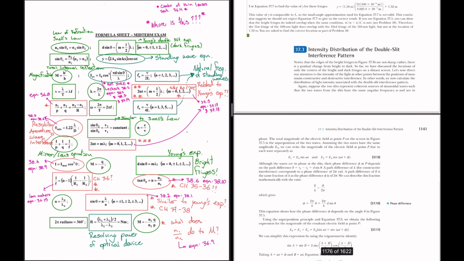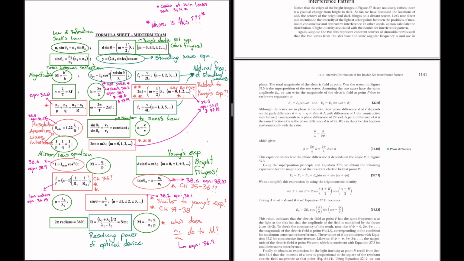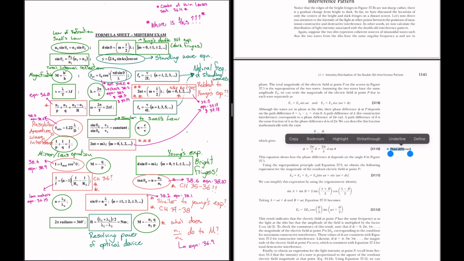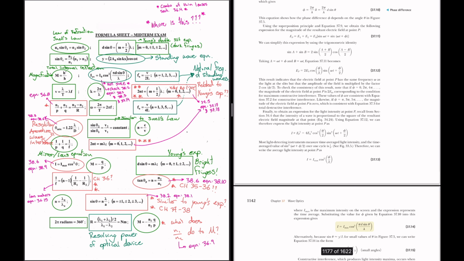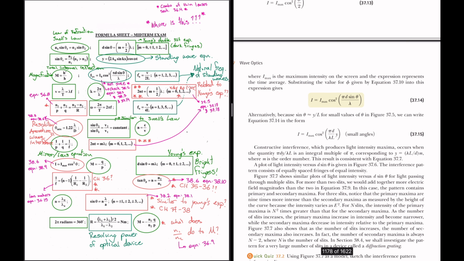But let's read a little bit about this. So what section is this in? Intensity distribution of the double slit interference pattern. I actually haven't read this too much, but here I can see they do some derivation. They bring into play some kind of energy related stuff over here. They bring into play this phase difference thing. They do some kind of manipulation, and then they finally derive this equation. And let's read the paragraph just above this. It says, where I max is the maximum intensity on the screen, and the expression represents the time average. Substituting the value of phi given by equation 37.10 into this expression gives this.